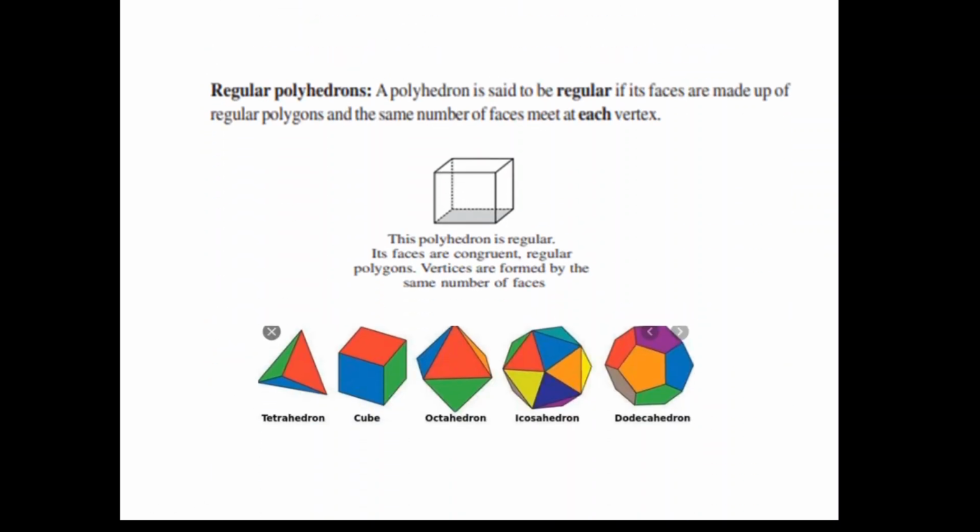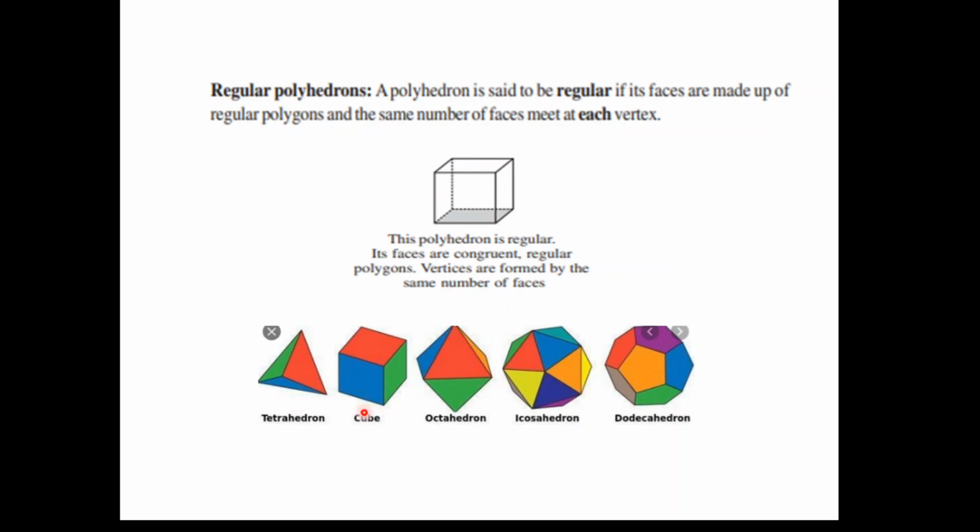Look at this, regular polyhedrons. What is a regular polyhedron? A regular polyhedron has faces made up of regular polygons. Look at this one example, the cube. All the faces are regular, that is, squares, right?